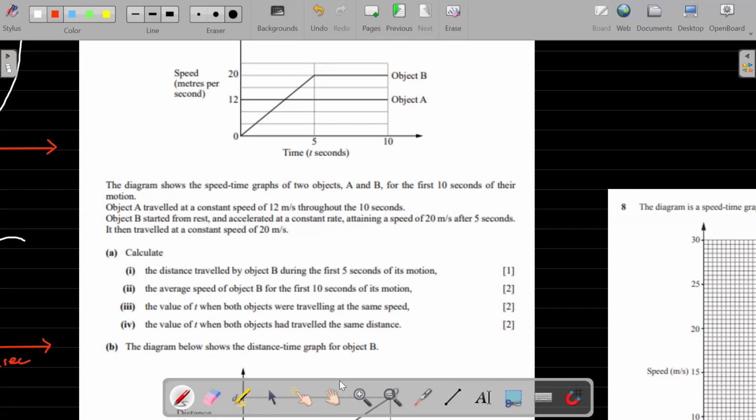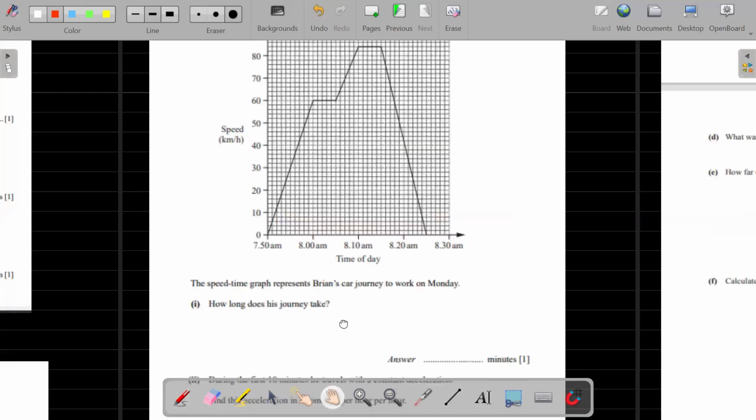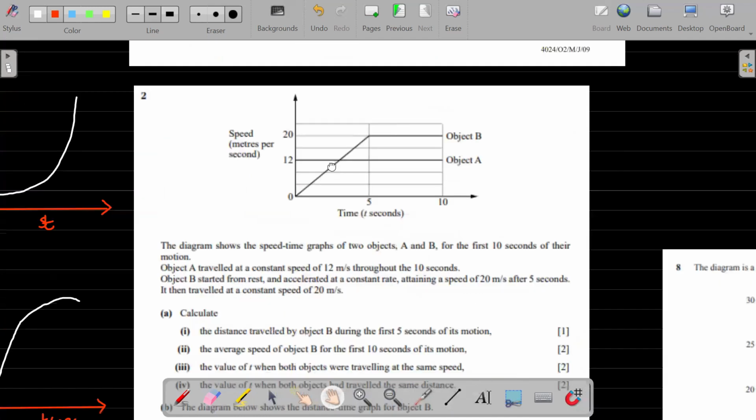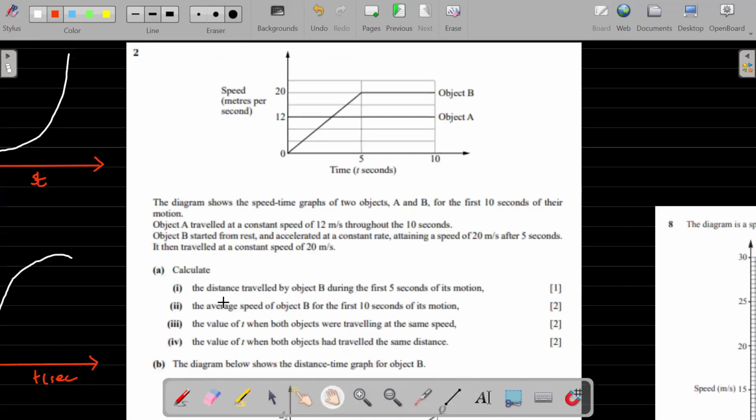We are going to calculate the distance traveled by object B during the first 5 seconds of its motion. Okay, this is a speed-time graph, so the DSA rule applies. Whenever we see a question, we have to check whether the DSA rule is going to work on it or not. So here in this question, DSA is working. So we will be looking for that DSA.